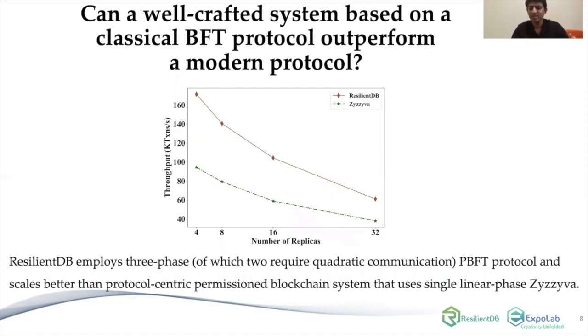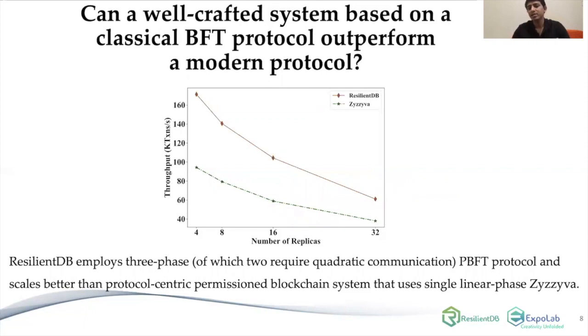Now, existing permissioned blockchain systems blame this BFT protocol for low throughput. Hence, there is a rat race for creating newer and faster protocols. So we thought of asking a very simple question: can a well-crafted system based on a classical BFT protocol outperform a modern protocol or permissioned blockchain system?